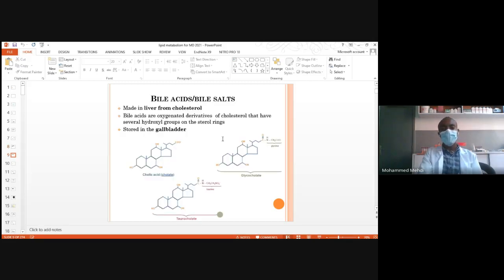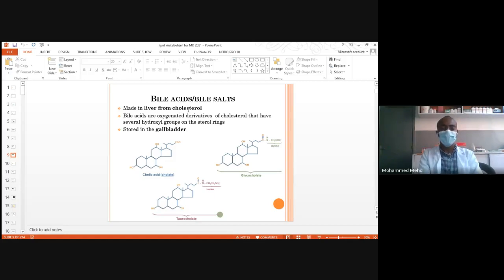Okay, let us see the types of bile acid, the sites where it is synthesized, plus the storage location and types of bile acid. It is very important. As you know, bile acid is made in the liver from cholesterol, either endogenously synthesized or from an exogenous source. We'll have cholesterol, and then this cholesterol will be used for the synthesis of bile acid.